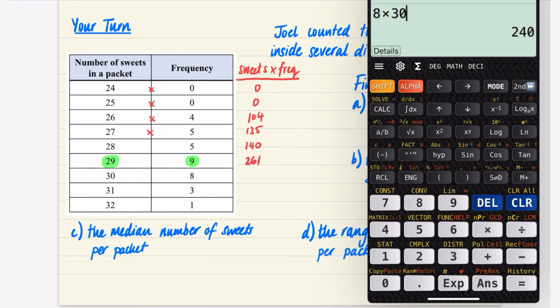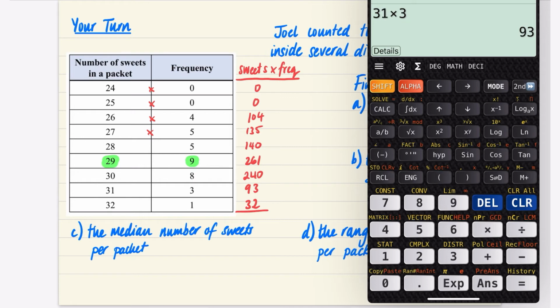8 times 30, which is 240. I'll do 31 times 3. You'd pretty much be guaranteed to get this in a calculator one for this amount of stuff that we've got here. So that's 93. And then I've got one lot of 32. So I'm going to do what I did before.